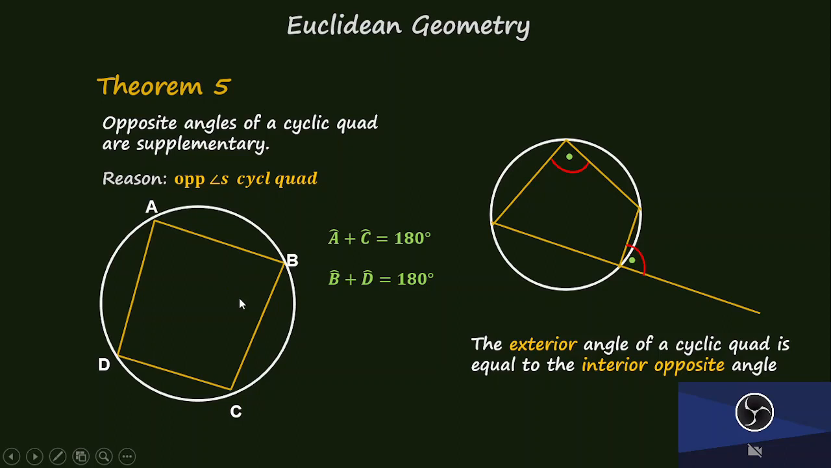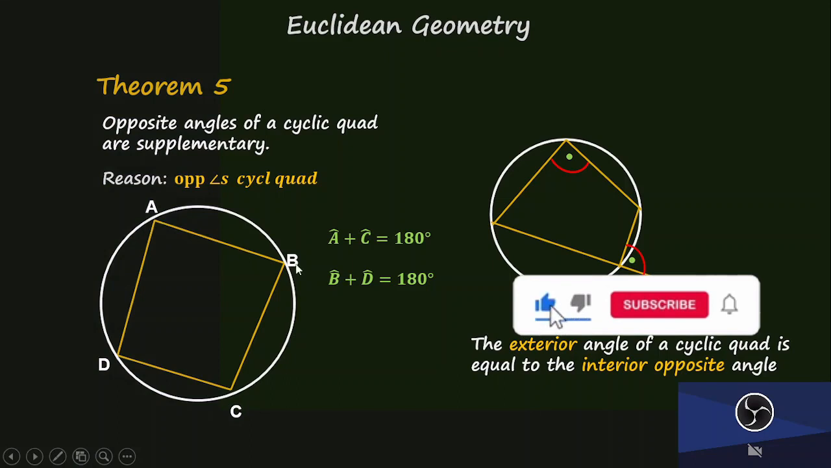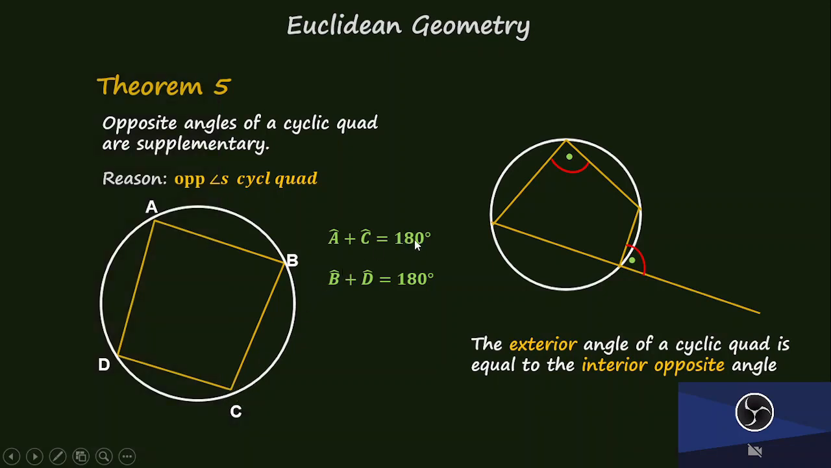So the first theorem, in fact the only theorem that we have in this, is that the opposite angles of a cyclic quad are supplementary. The statement supplementary means that they add up to 180 degrees, right? So the angles that face each other in a cyclic quad will always add up to 180 degrees. Right there, you find a four-sided figure whose vertices all touch the circumference of the circle. You know that A plus C will give you 180 degrees. What is the reason? Opposite angles of a cyclic quad. B and D added together will give you 180 degrees. These are the opposite angles of a cyclic quad.